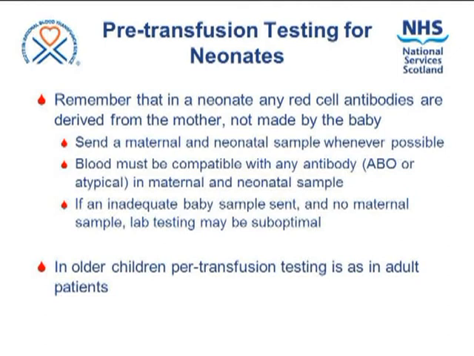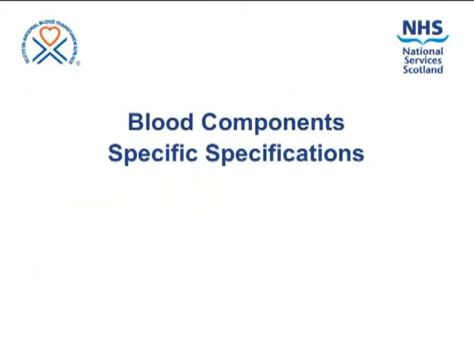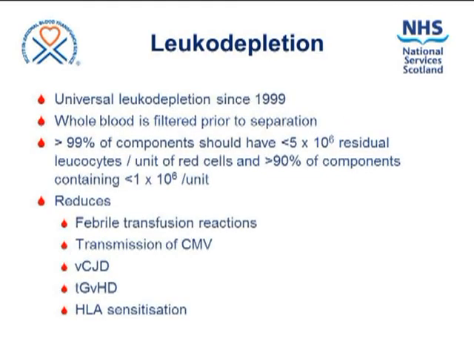In older children, pre-transfusion testing is the same as it is in adults. Blood components and specific specifications. Some groups of patients with specific risks from transfusion have additional requirements when receiving red cells, for example, irradiated or CMV negative components. Leucodepletion of red cells was introduced in 1999.